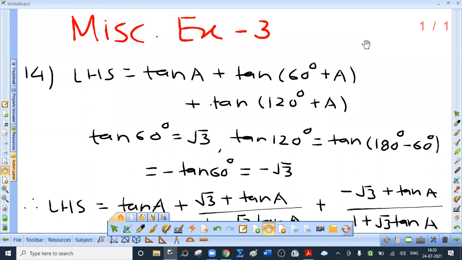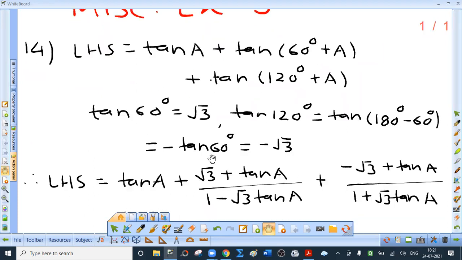Now, miscellaneous exercise 314 sum. Prove that tan A plus tan of (60 degree plus A) plus tan of (120 degree plus A) is 3 tan 3A. We begin with LHS. Now, what is tan 60 degree? Root 3. What is tan of 120 degree? Tan of 120 degree is tan of 180 minus 60, which is minus tan 60 degree, which is minus root 3.